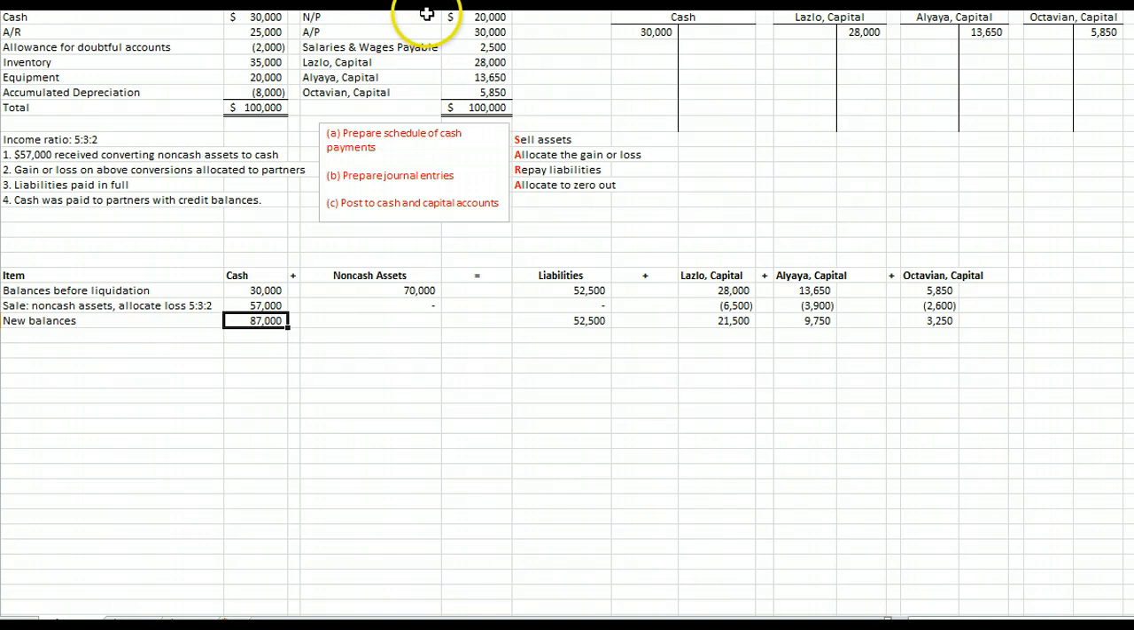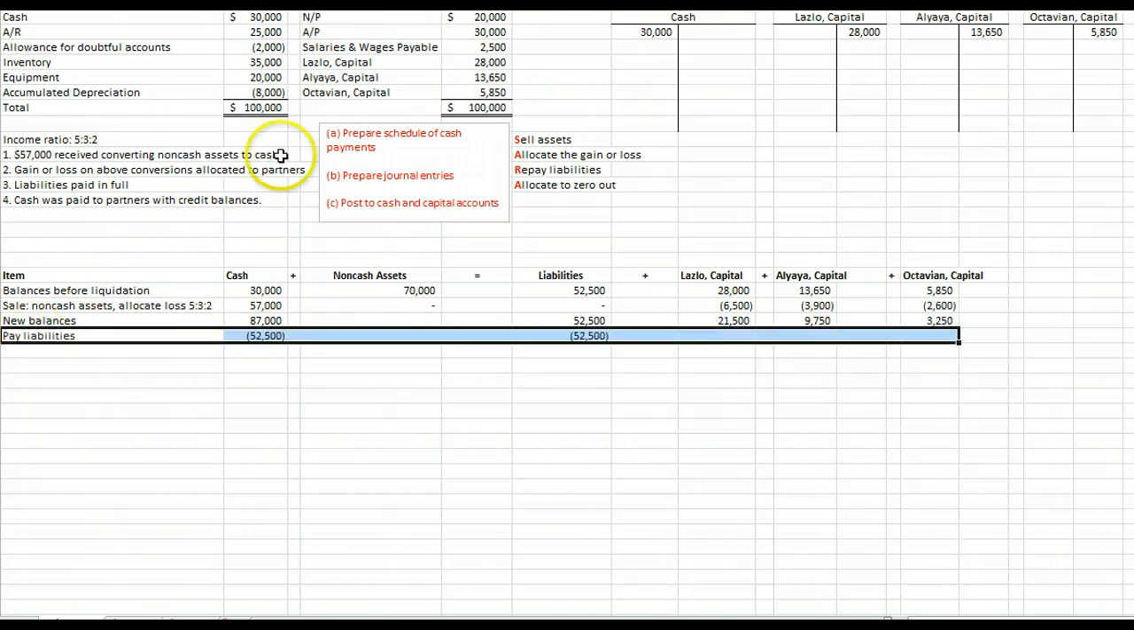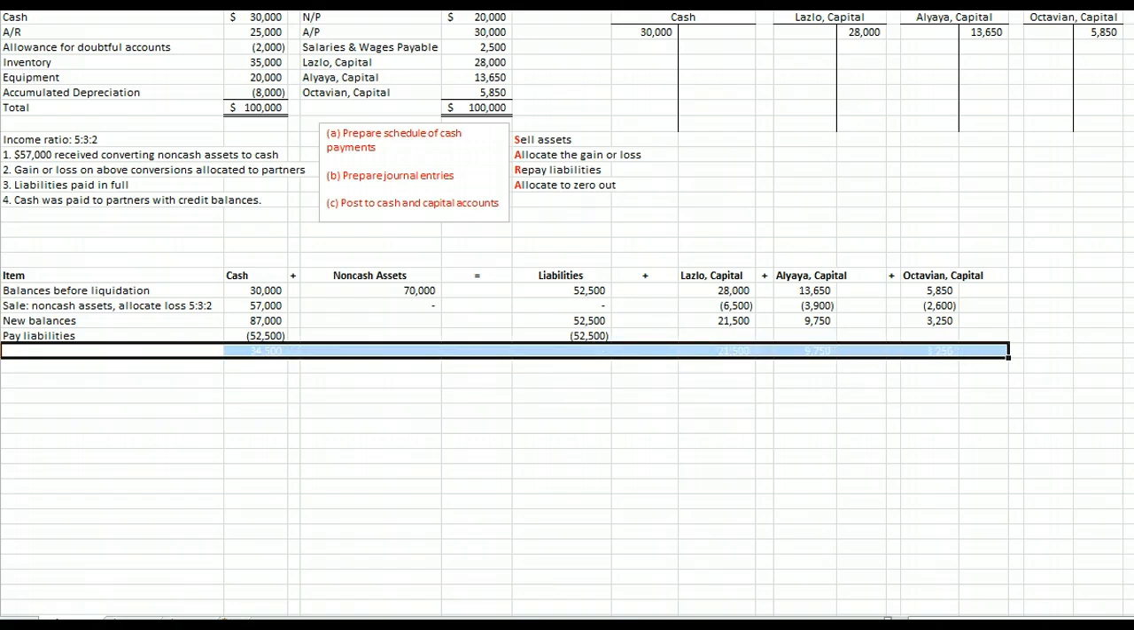So our total liabilities are notes payable of 20, accounts payable of 30, salaries and wages payable of 2,500. So the next thing we do in this schedule of cash payments is pay those liabilities. Cash goes down by 52.5, liabilities go down by 52.5. So after we do that, we should have new balances. We have $34,500 left in cash. Nothing's happened to the capital accounts because all we did was pay off the liabilities up here.